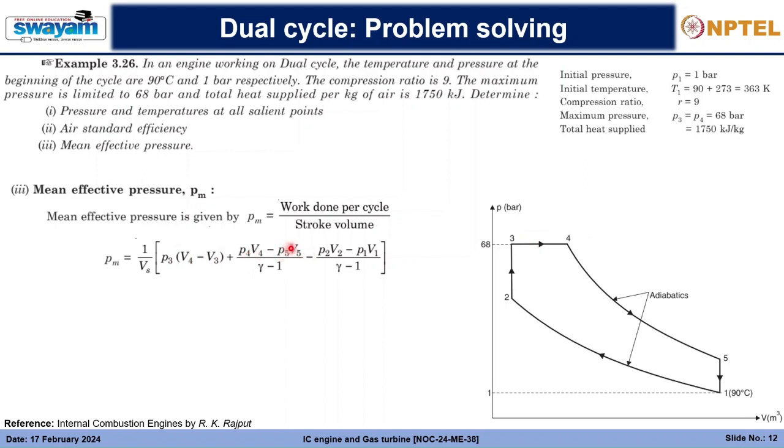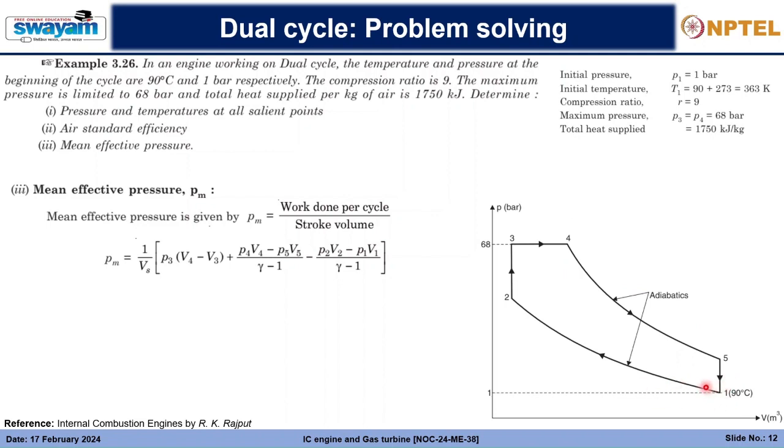Then again P4 V4, P5 V5. So you see here this is the expansion process, and during the expansion of the gas, the force is being exerted on the piston, and it is moving the piston downwards from the top dead center to the bottom dead center. Accordingly, the revolution of the shaft is happening, so work is being driven out from the engine. We are getting a work output from that, so that is positive. So P4 V4 minus P5 V5 divided by gamma minus 1, that is adiabatic work done, right?